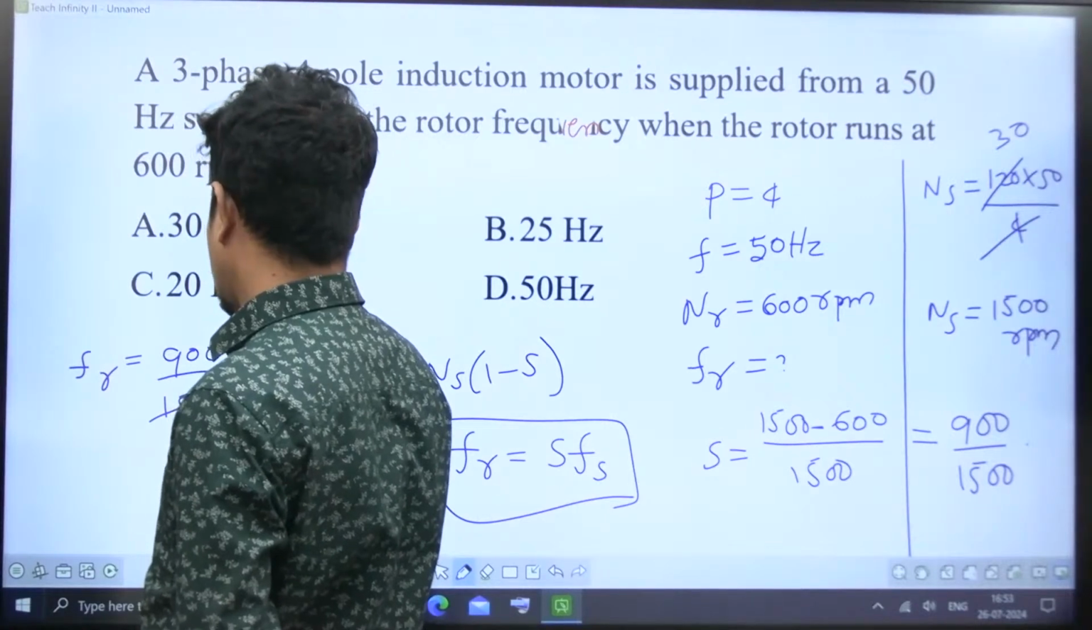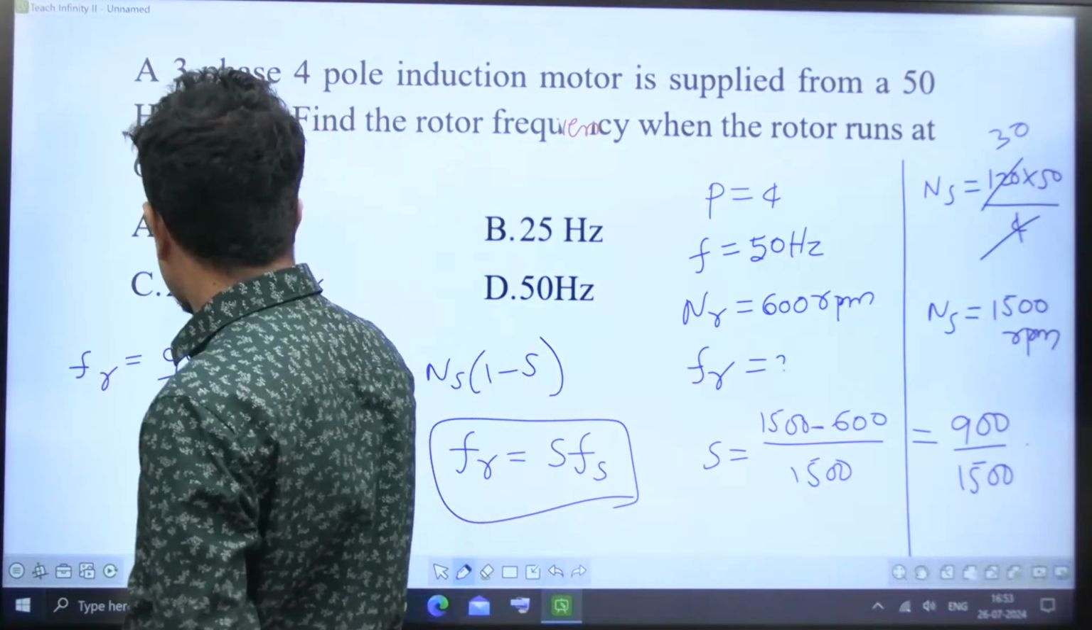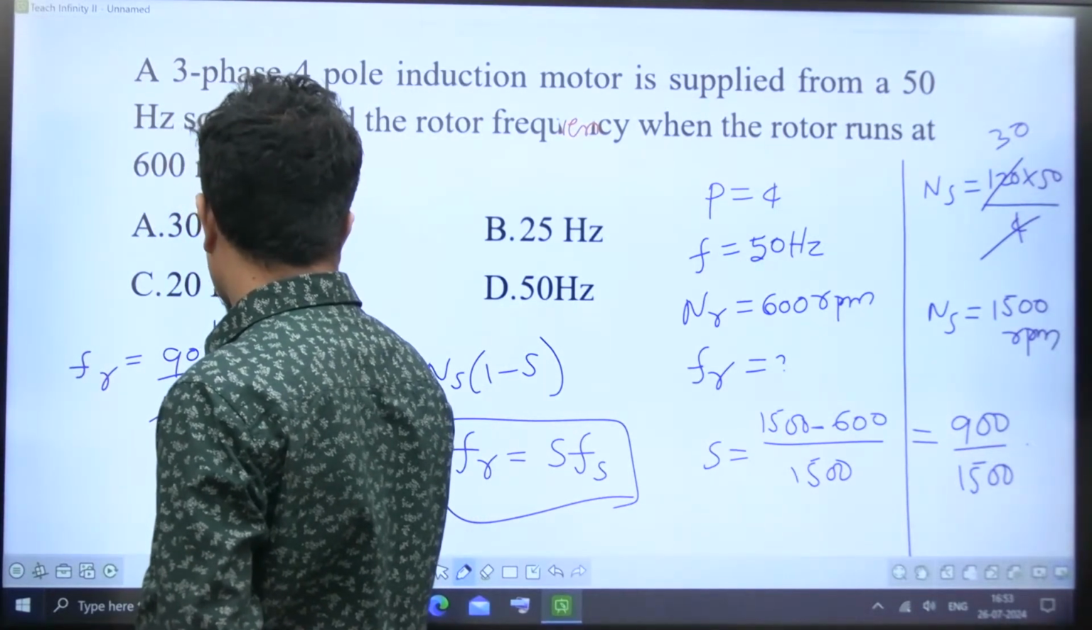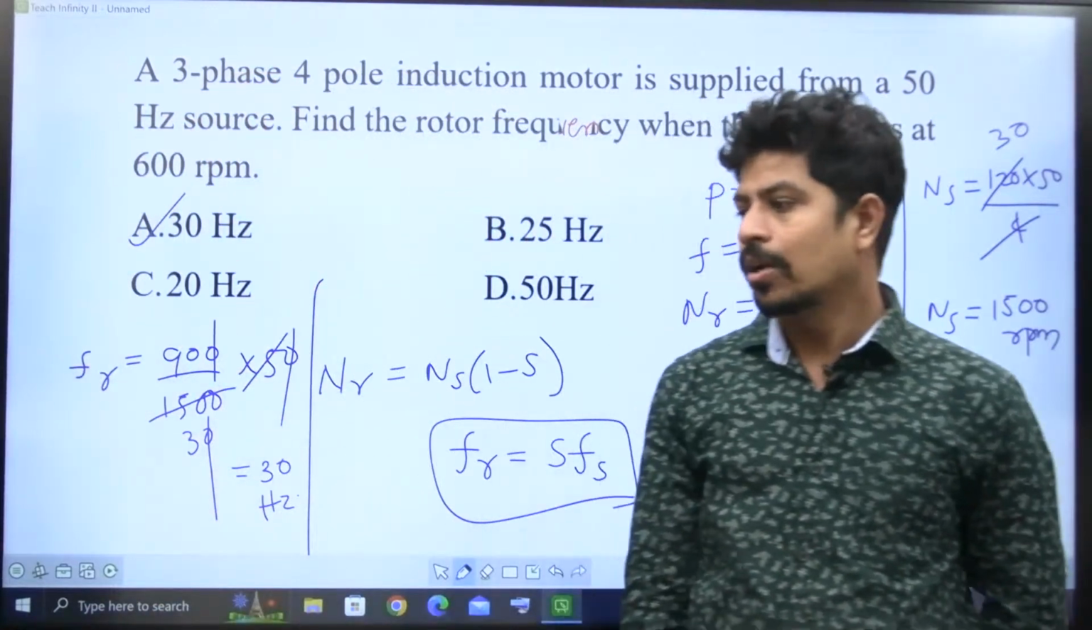Cancelling the zeros, 90 divided by 30 will be 30 hertz. The answer is 30 hertz. Option is A, right? Option is A.